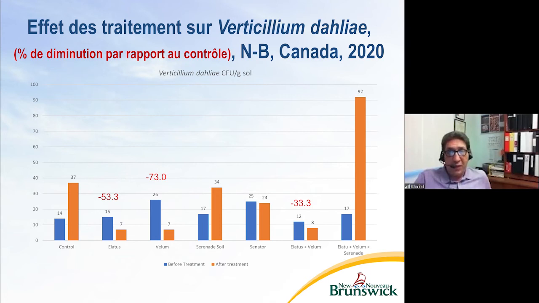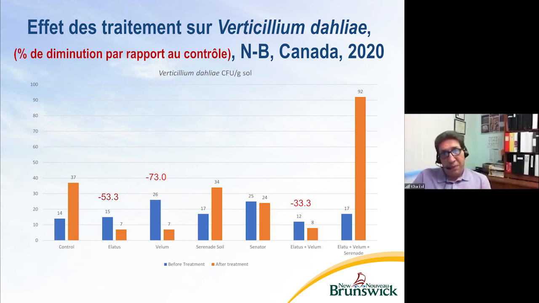In case of verticillium, Elatus reduced the number of cells or colony-forming units by 53%. Velum, also it's a nematicide, but it did also reduce the cells of verticillium by 73%. And so did the mixture of Elatus and Velum, reduced it by 33.3%.